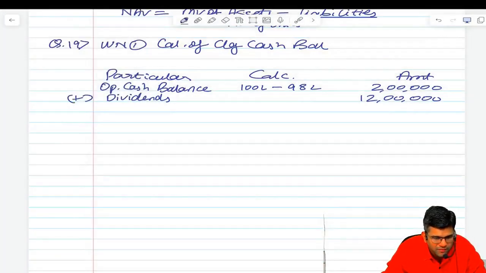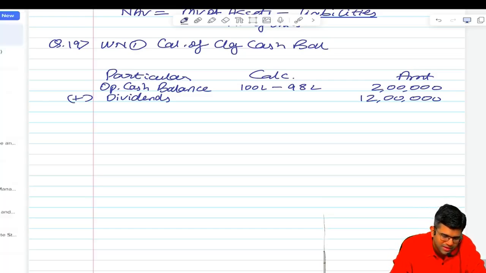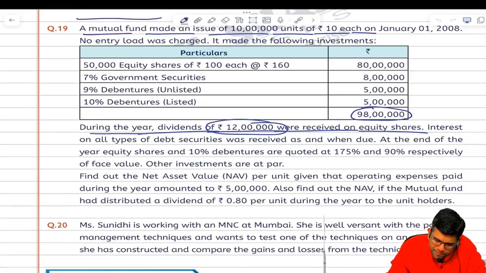Listen to me. Wherever you will be getting cash, let's keep putting it in this working note so that we will get closing cash. In the previous 3 questions, they had given to us closing cash. It was so simple for us. But here now we have to first do little bit hard work to figure out what is our closing cash. We know we raised 100 lakh. We invested 98, so 2 lakh only cash we had to start. Then during the year we got 12 lakh rupees dividend. Let's see what all we are going to get.